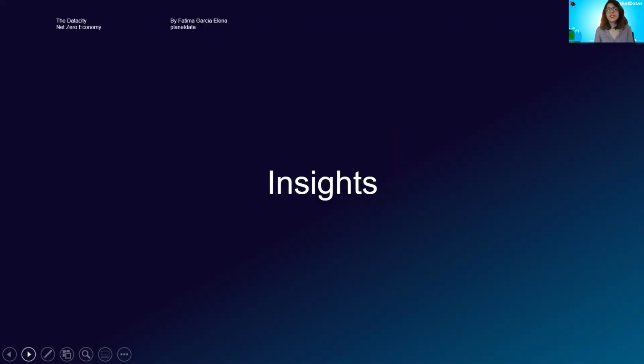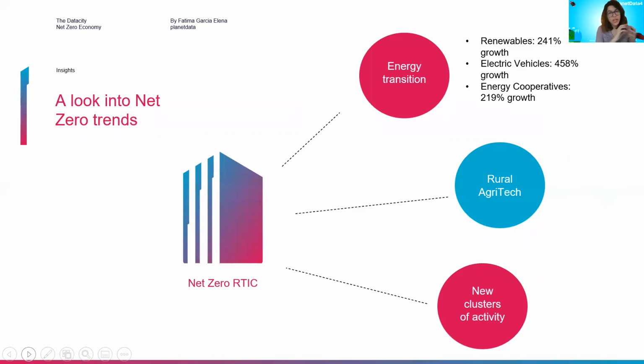So what have we learned about this data? I have extracted 3 main findings. There's way more that we could talk about, but I just want to show you these 3 main things. First, we can see a representation of the energy transition in the data. We see that the sector of renewables grew by 241%. Energy cooperatives grew by 219%, which is very curious, I believe, because at the end of the day, this sector of energy cooperatives is showing that inhabitants, people, are trying to produce energy in collective cooperative ways, which is quite a new trend.